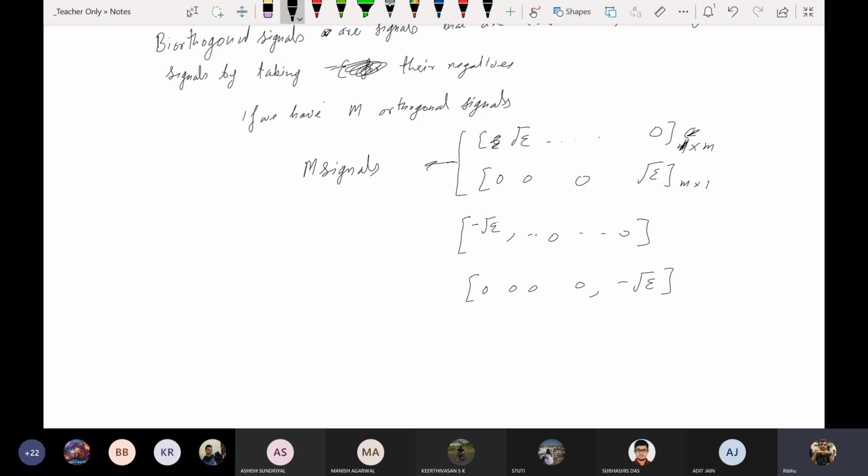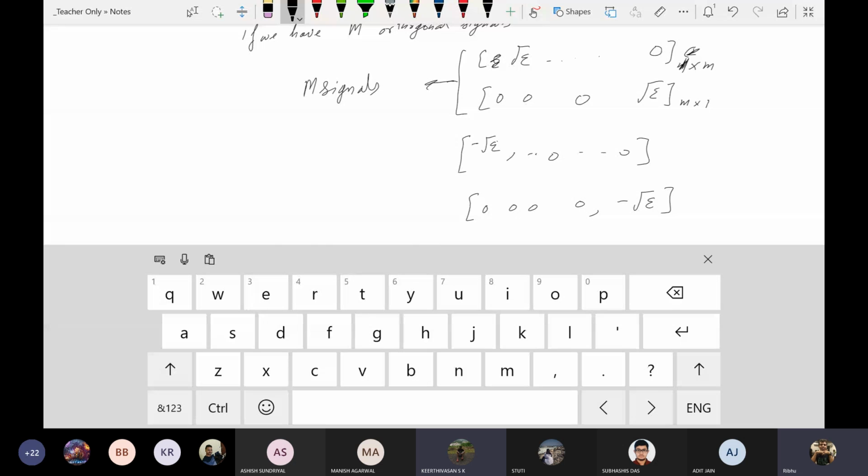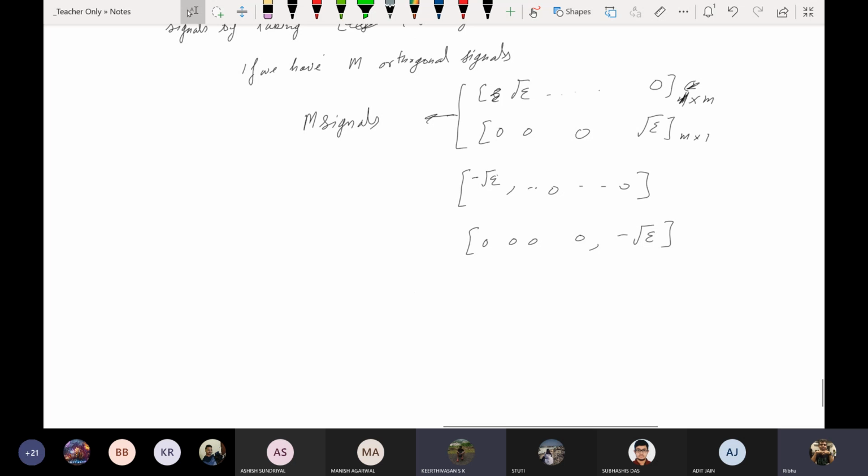Excuse me, sir. So what is that M cross one? How does the dimension change? So this is 1 times M, sorry. I'm used to writing column vectors, but these are row vectors. Is it an extension to the original orthogonal set or a separate set? The dimensionality of the space spanned by those signals remains the same.